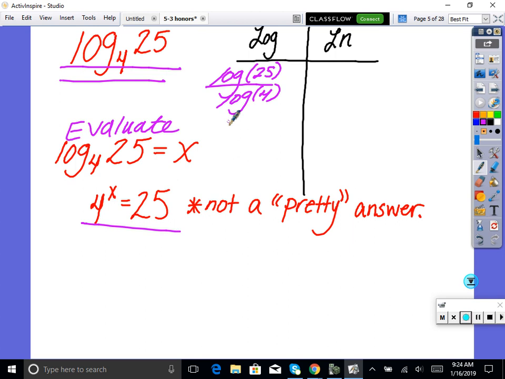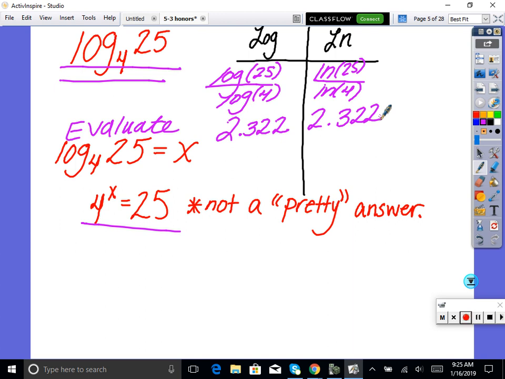Let's go 3 decimal places. So that'd be 2.322, roughly. You guys see? Now watch, try typing in ln of 25 over ln of 4, and you'll see if you hit enter, you get the same decimal. So as you can see, it really doesn't matter. You can use ln's or logs. Isn't that kind of nice to have?